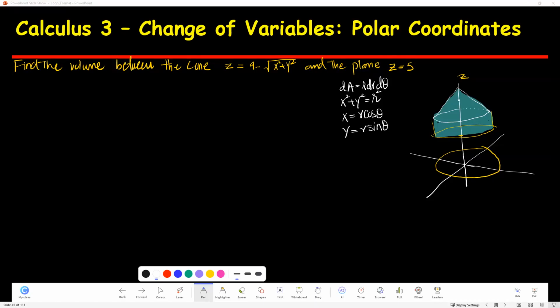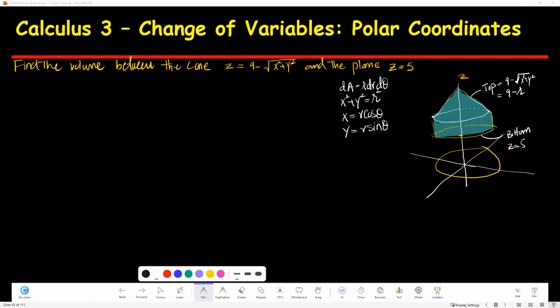In this problem, this is the top of the shape, this is the bottom of the shape. The top of the shape is given 9 minus x squared plus y squared. So can I write top equals to 9 minus r? Yeah, we can write like this. The bottom is given z equals to 5. Okay. I can also write from here 9 minus r.